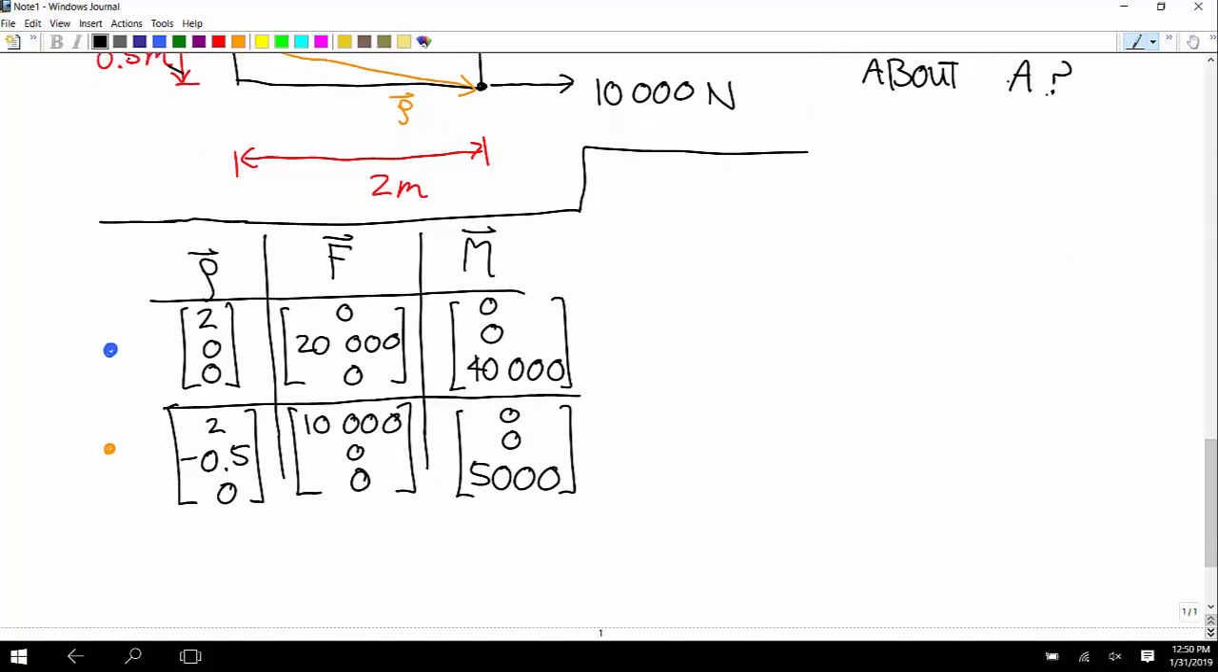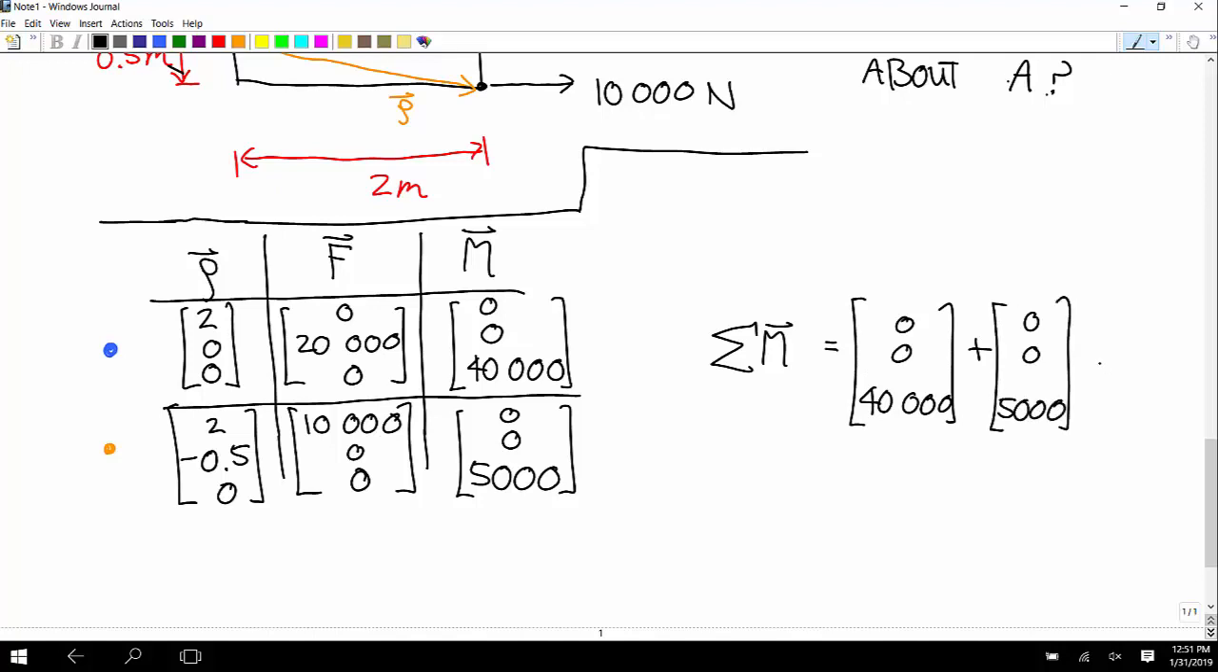So now the sum of the moments is 0, 0, 40,000 plus 0, 0, 5,000, and you get 0, 0, 45,000. And it's in Newton meters.